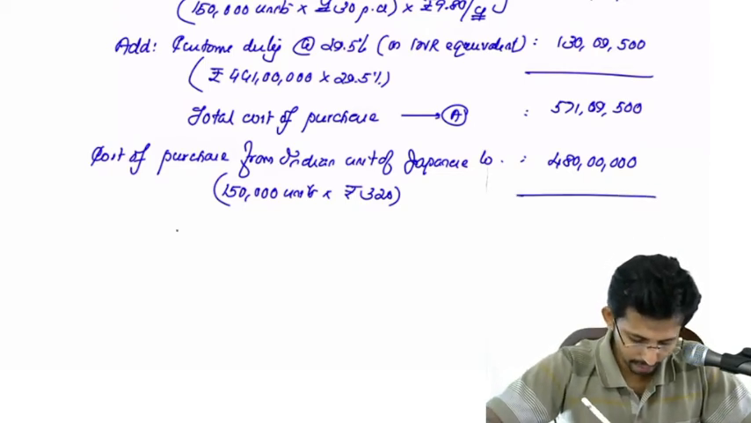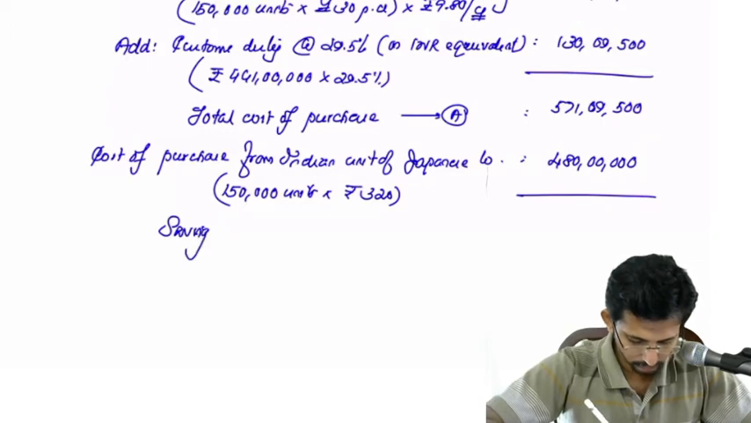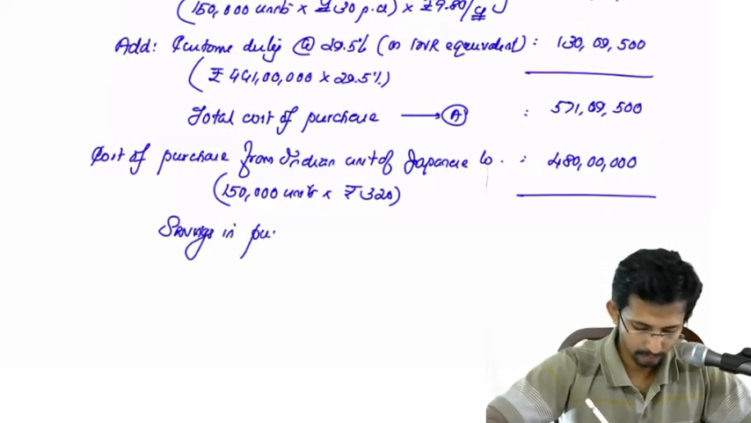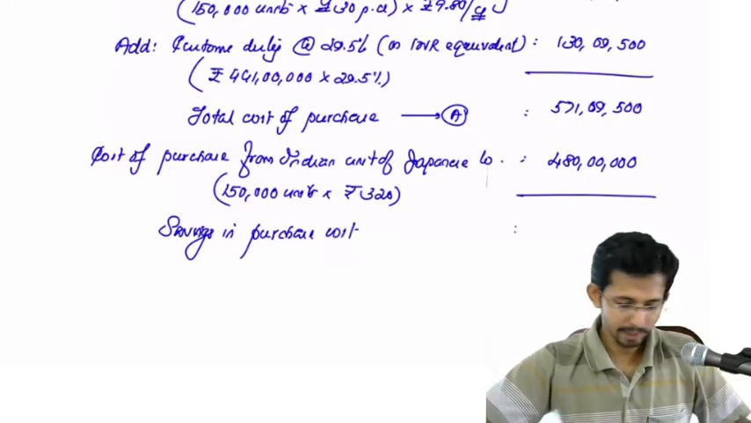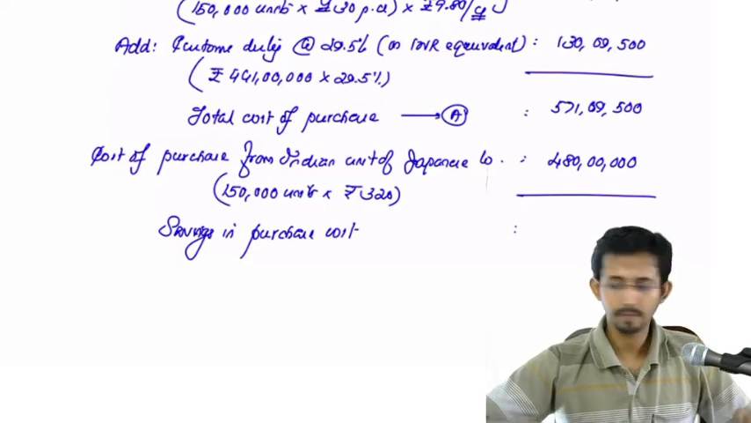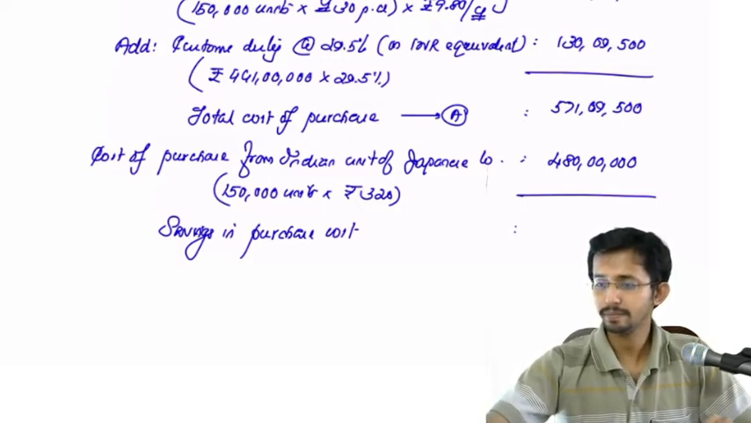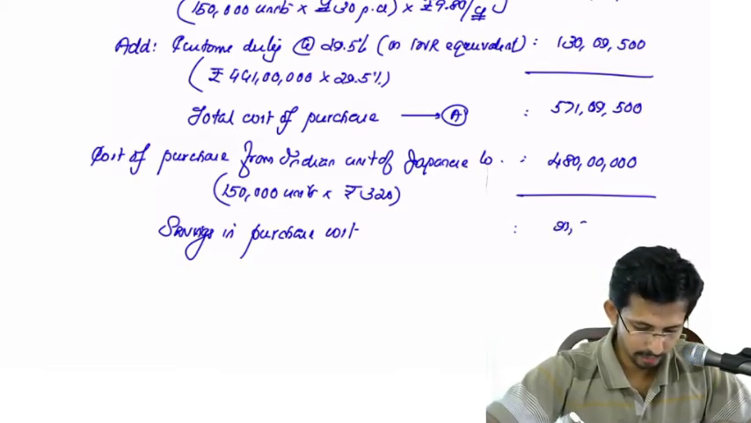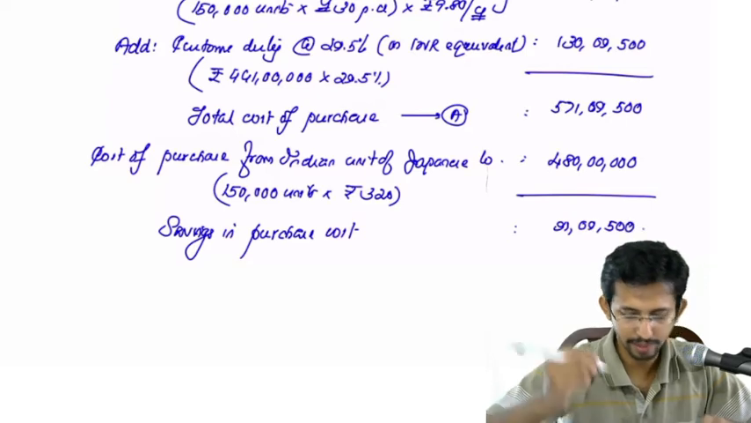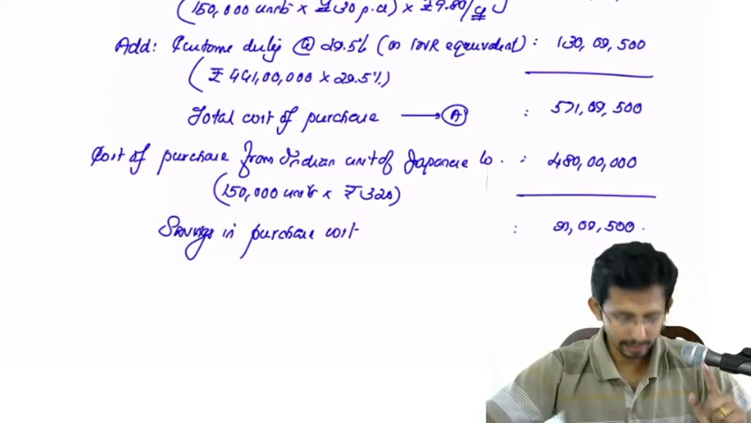So savings in purchase cost. Savings in purchase cost is the difference. So 579,05,500 minus 480 lakhs, okay, the difference will be 91,09,500. 91,09,500, that is the savings.